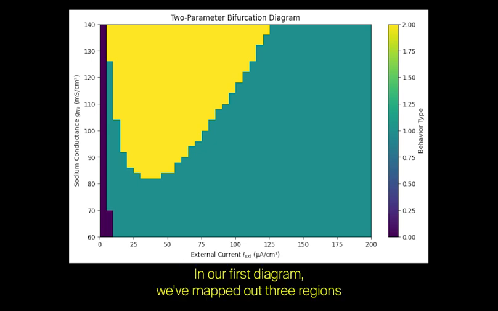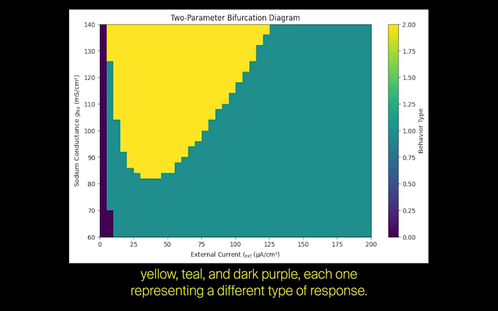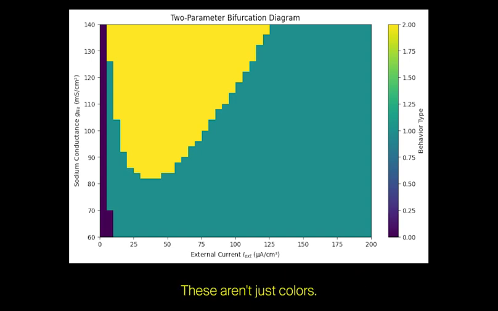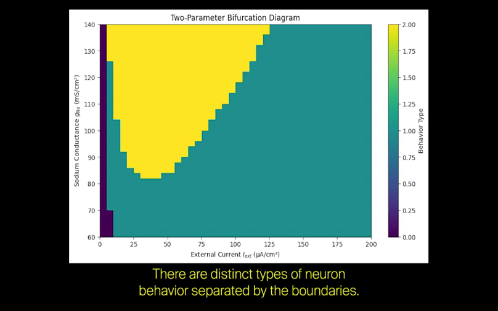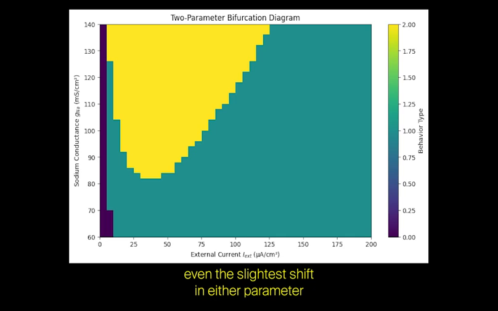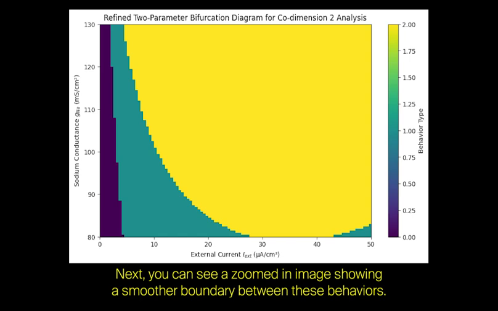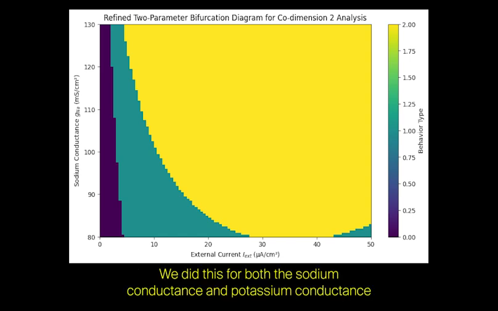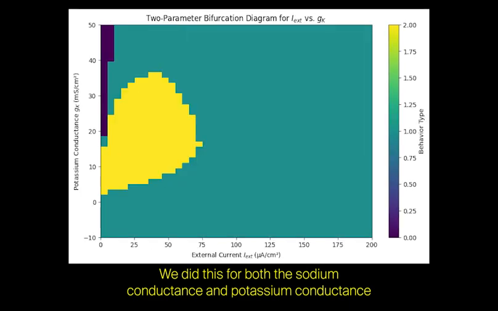In our first diagram, we've mapped out three regions: yellow, teal, and dark purple, each one representing a different type of response. These aren't just colors, they are distinct types of neural behavior, separated by the boundaries where codimension 2 bifurcation can happen. Along these edges, even the slightest shift in either parameter can flip a neuron from one state to another. Next, you can see a zoomed in image showing a smoother boundary between these behaviors. We did this for both the sodium conductance and potassium conductance.